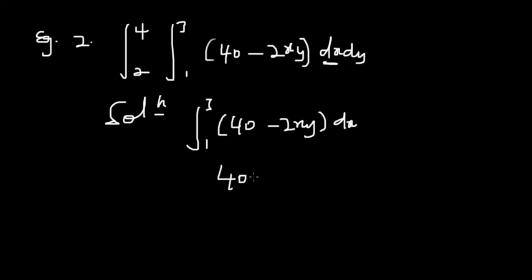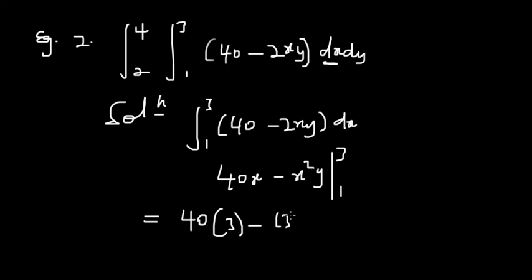So we have 40x minus x squared y, and then you take the limit from 3 to 1. Let's insert that, and then we have 40 times 3 minus 3 exponent 2 y, minus the other side, using the limit of 1: 40 multiplied by 1 minus 1 exponent 2 y.